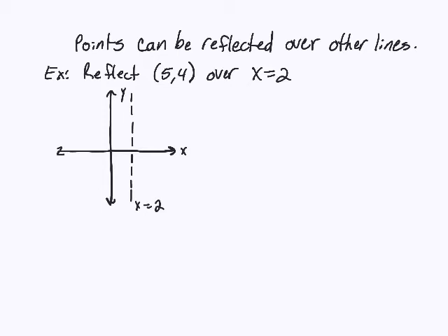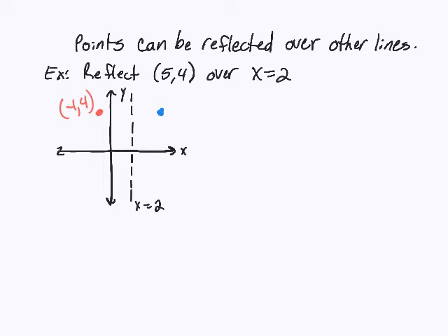And my point, 1, 2, 3, 4, 5, 1, 2, 3, 4. There's my point (5, 4). Okay, if I'm reflecting over that line, it's going to be the same distance away on the opposite side. So you basically count the distance to the line and move the same on the other side. So my new point's going to be right there. 1, 2, 3, 1, 2, 3, and there it is. And that point is now (-1, 4). So that's how you do it visually.